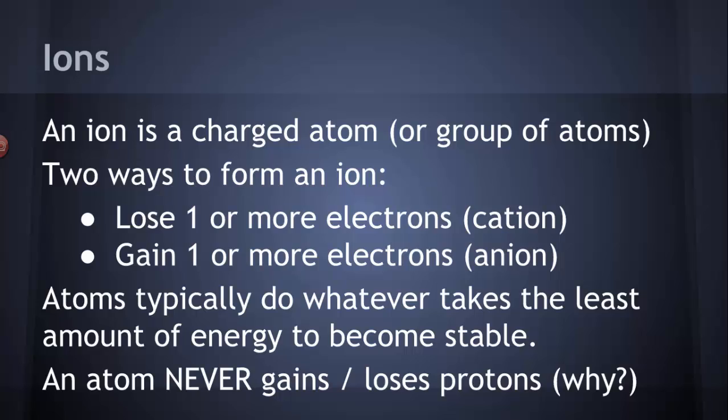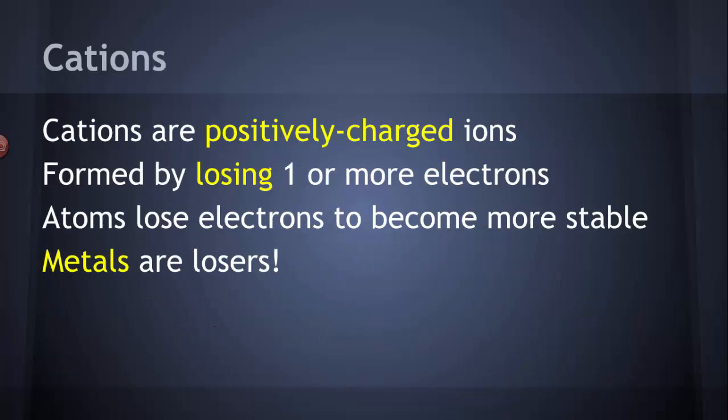Why don't we ever gain or lose protons? You're right, because that changes the atom into something else. It changes it into a different element, and we're not interested in that anymore. So, the 2 types of ions. We have a cation. This is not pronounced "cat-ion," it's pronounced "cat-ion," like meow, cation.